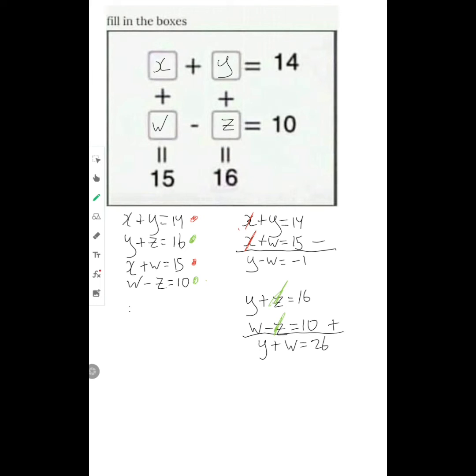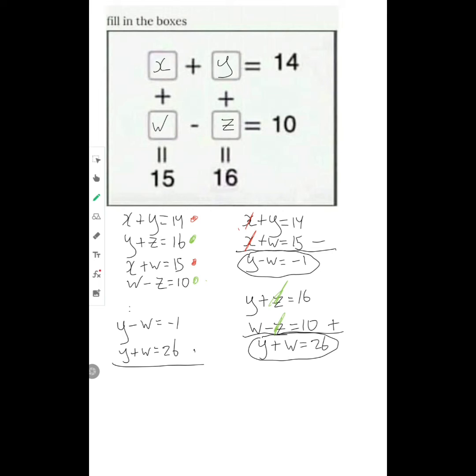Now pay attention. Now I have 2 letters, y and w, and that's where I want to reach: y minus w and y plus w. I'm going to use the elimination method again, and it doesn't matter which letter you want to stay with, but I'm going to eliminate w. So you have y minus w is equal to negative 1, and y plus w is equal to 26.